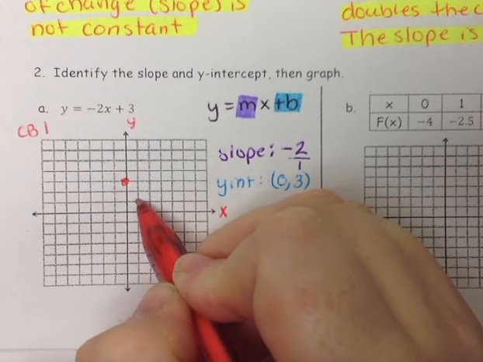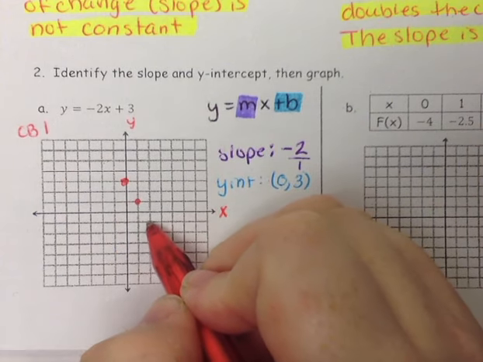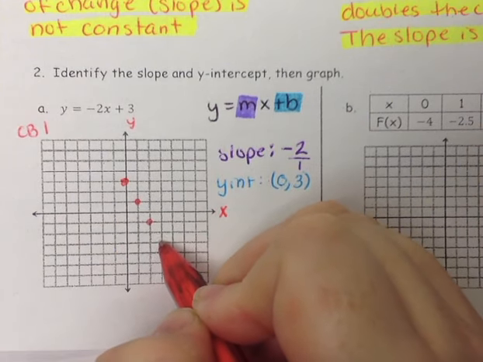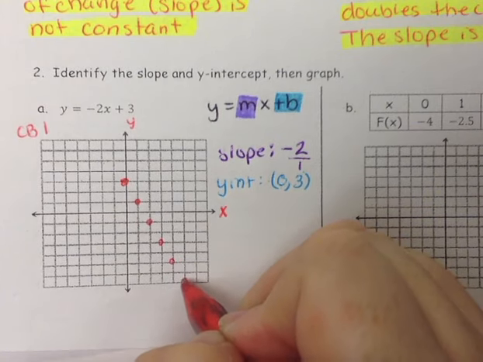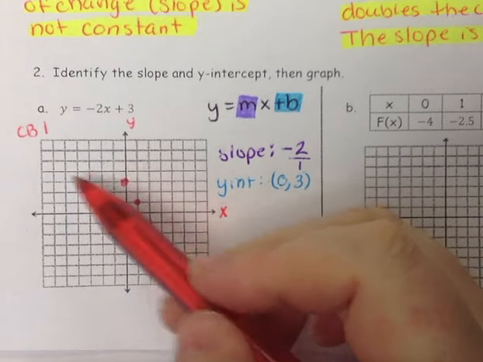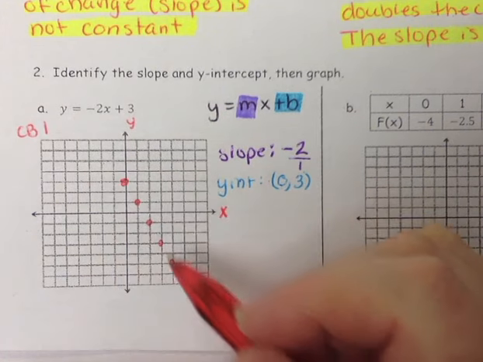We're going to do this as much as we can to make this as accurate as possible. So we're going to go down 2, right 1. Down 2, right 1. Now I also have coordinates that I could potentially put over on this side because we know we're going to be drawing a line.